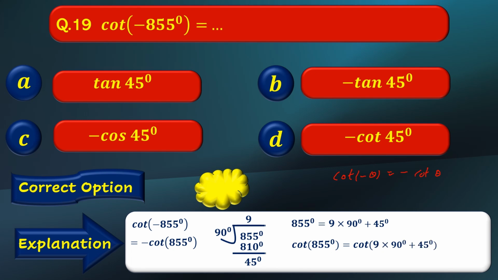We apply cotangent on both sides. Here we see that the quadrantal angle is odd multiple of 90 degrees. Therefore, cotangent will be converted into its co-ratio, which is tangent. Therefore, cotangent 855 degrees will be equal to tangent 45 degrees. But as we notice that cotangent minus 855 degrees is equal to minus cotangent 855 degrees, that will be equal to minus tangent 45 degrees. Therefore, correct option is option B.